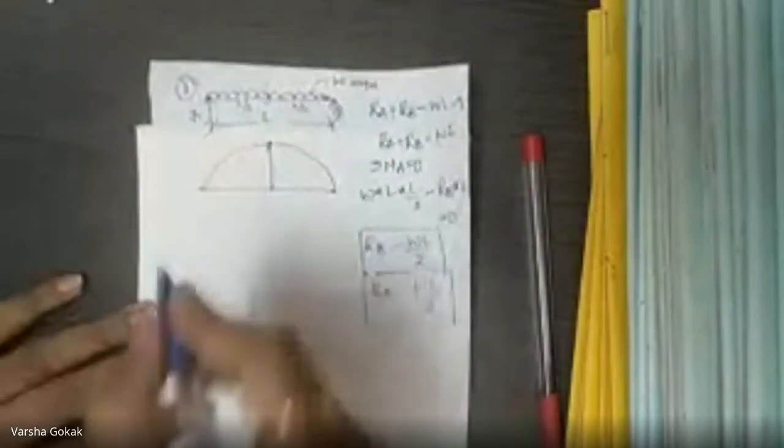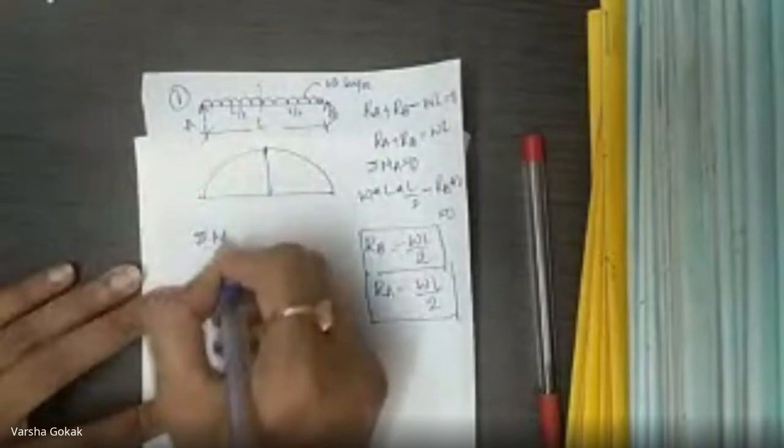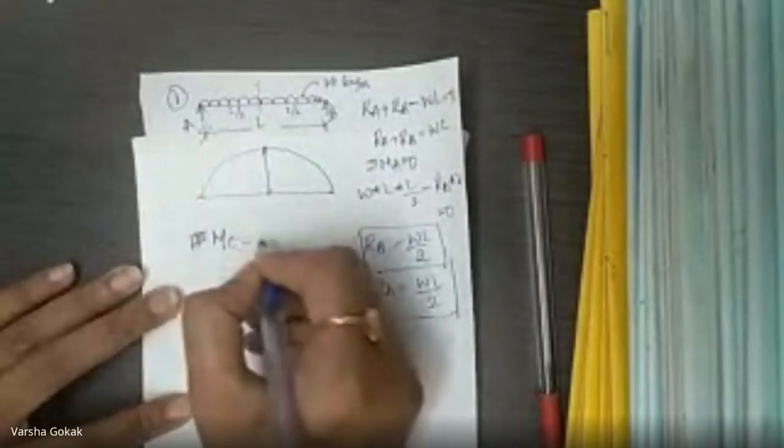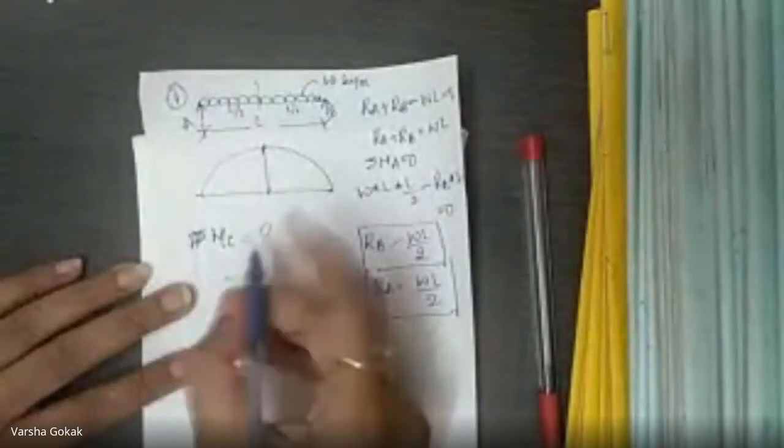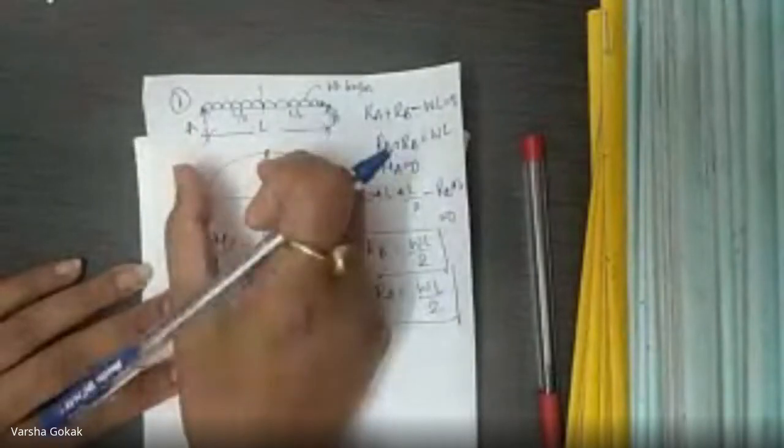So based on these reactions, how do we calculate the bending moment at point C? RA into L by 2 minus W into L by 2 into half of L by 2, that is L by 4. When I substitute RA, this value becomes WL square by 8. We have used this, right? So the maximum bending moment at the center is WL square by 8. If I say M by EI diagram, it is WL square by 8 EI.